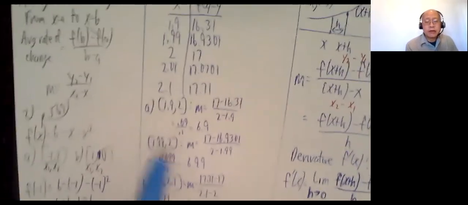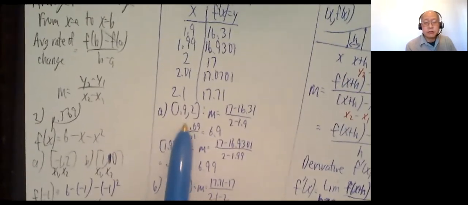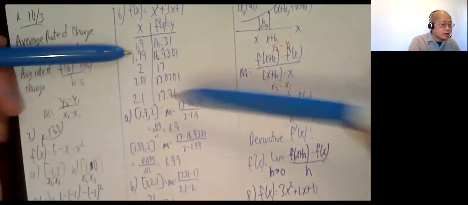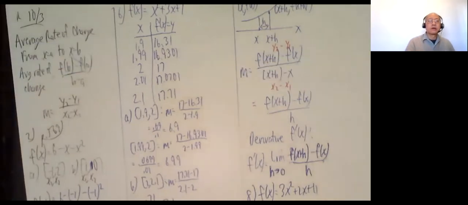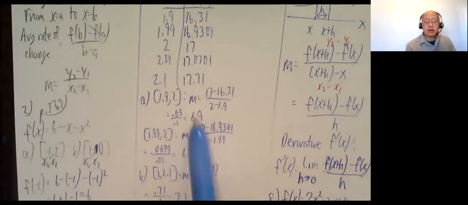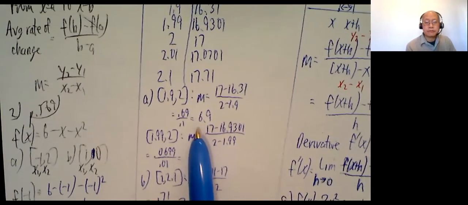All right, so they're asking me for the average rate of change on these intervals. From 1.9 to 2, remember these are x values. The y values are here and here, right? So I'm taking that one and that one: (1.9, 16.31) and (2, 17). Throw it in the formula for slope. So m is 17 minus 16.31 divided by 2 minus 1.9 comes out to be 6.9.